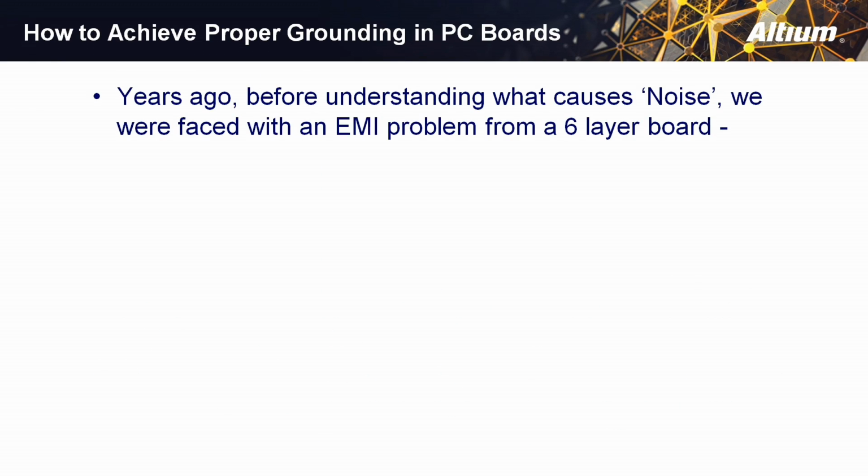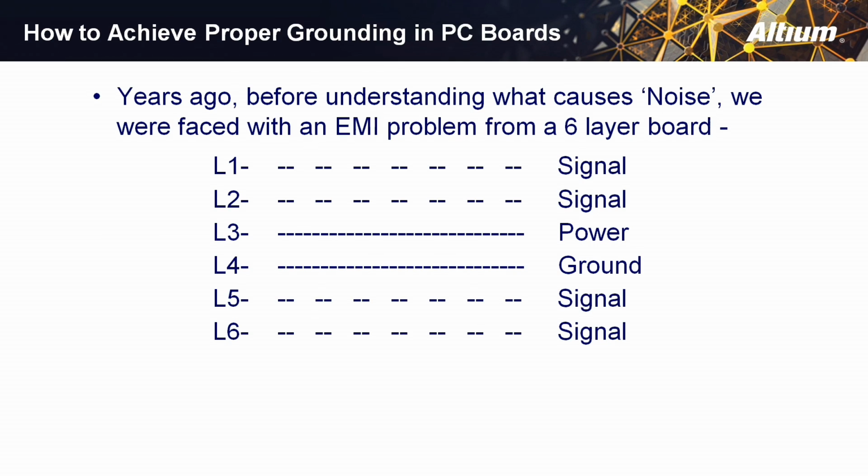Back in the early 90s, 92, 93 timeframe, before understanding these issues, we had an EMI problem from a 6-layer board that looked very much like this board you see. Signal, signal, pair of planes, signal, signal. What was the problem? The same exact problem we just talked about on the 4-layer board. Yes, the dielectrics aren't as thick, but the signals on 1 and 2 are coupling their fields into the same dielectric space between 2 and 3, and the same thing's happening on the bottom side. The signals on 6 and 5 are coupling their fields together in the dielectric space between 4 and 5 to be able to get to the planes.